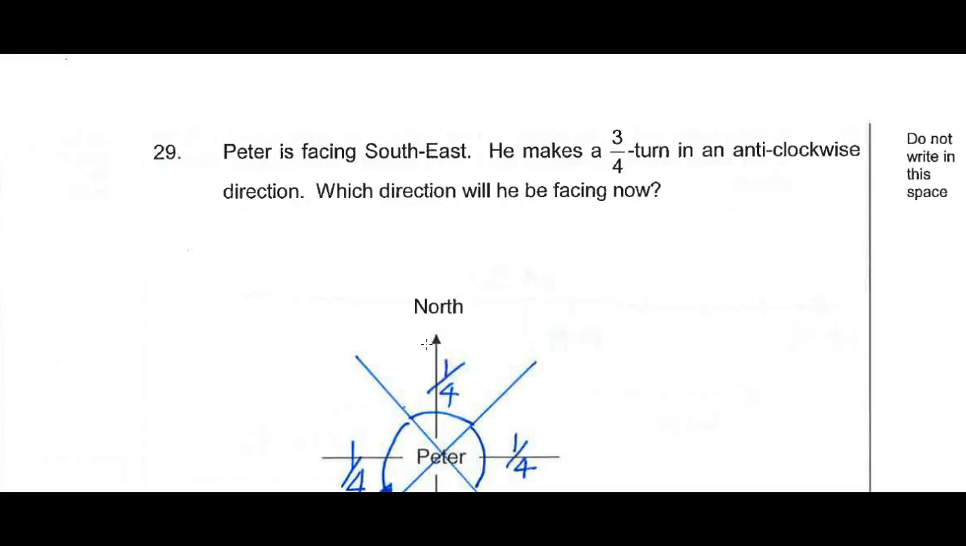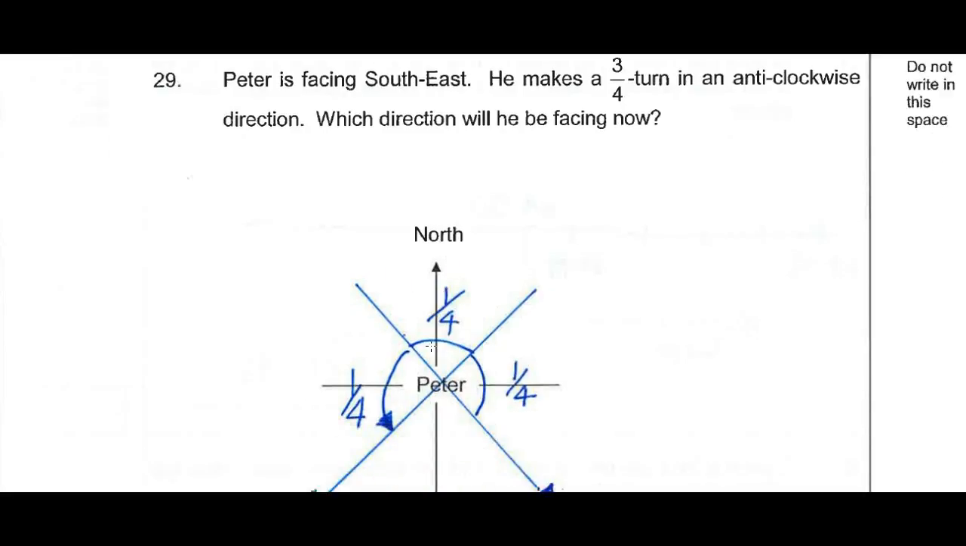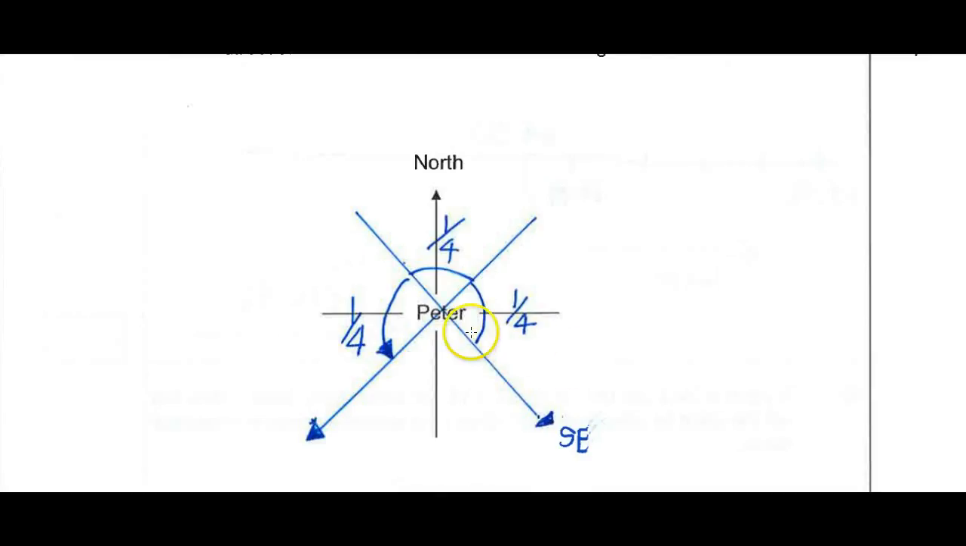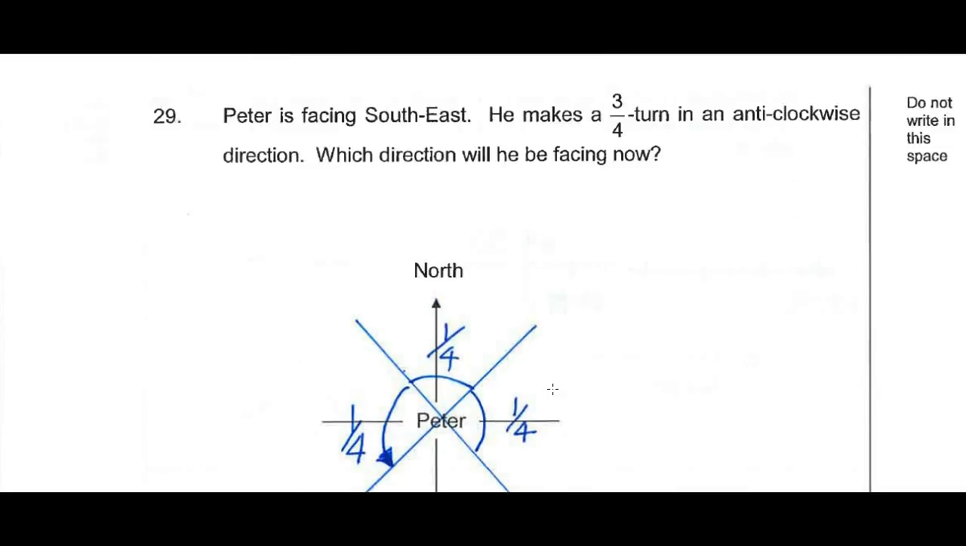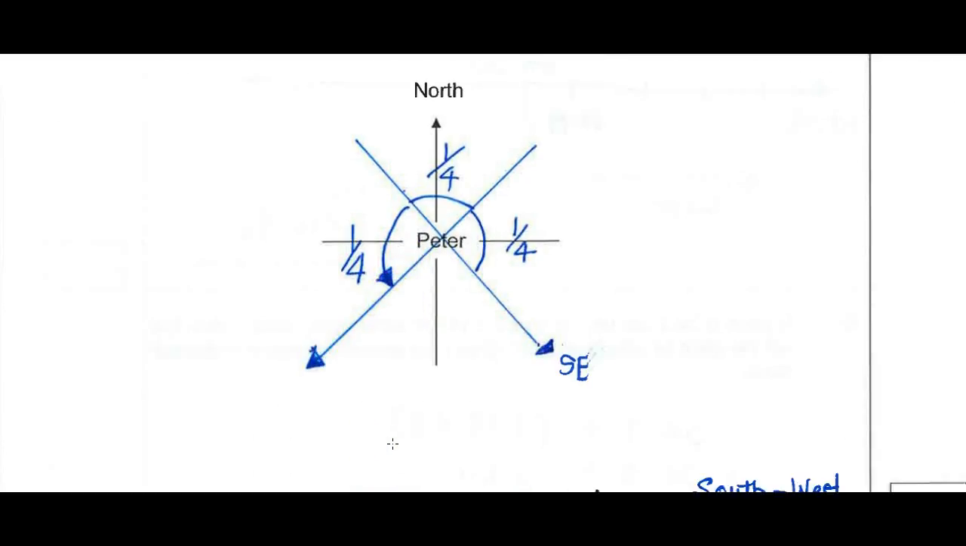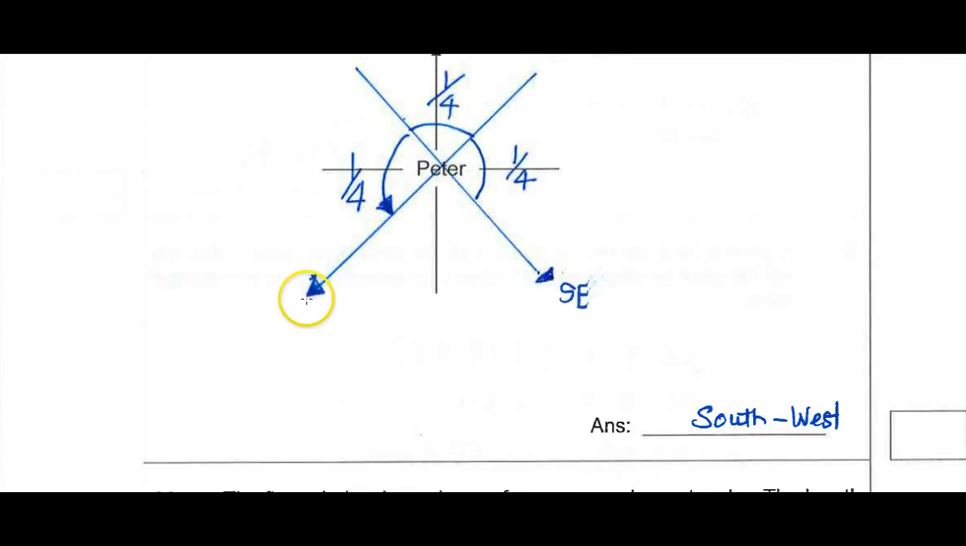This is straightforward. Peter is facing southeast. At first, where is he facing? He was facing here. He makes a 3/4 turn. 3/4 means a 270 degrees turn. 1/4 is here, 90 degrees, 180 degrees, 270 degrees. He made a turn from here anti-clockwise. He should be facing southwest. This is southwest.